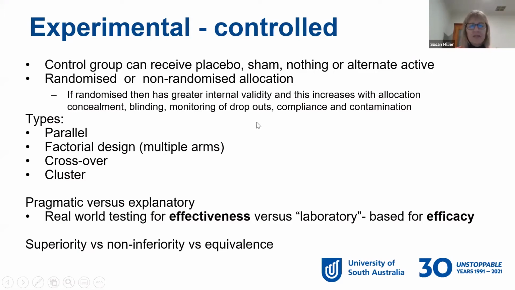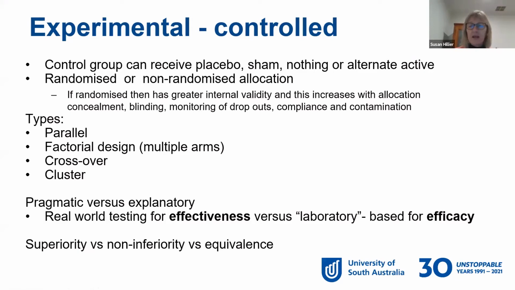So if we consider the different types of randomised and controlled trials, the classic is the parallel, which usually has two arms that are conducted in parallel, and there is a simple comparison between those who did and who did not get the intervention of interest.